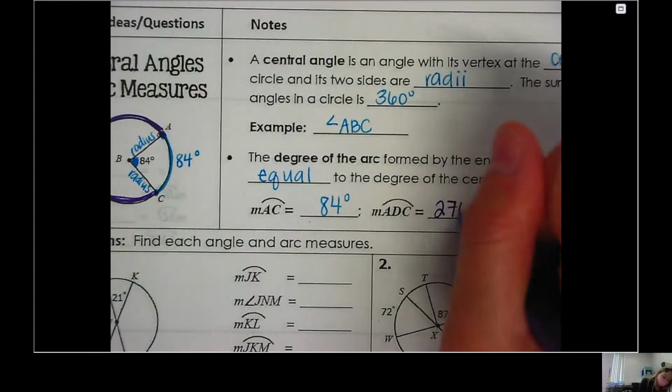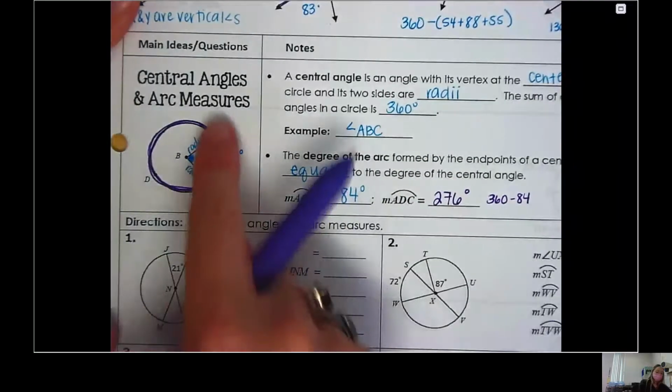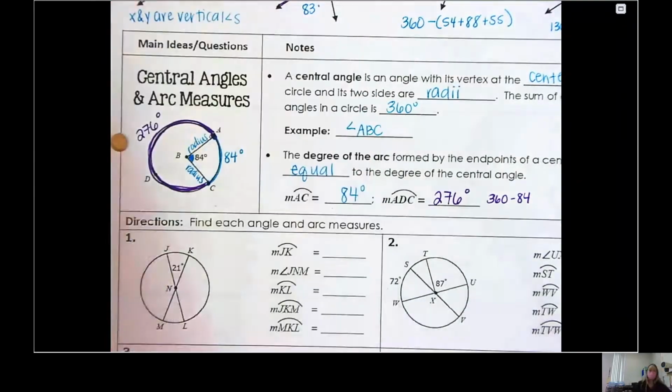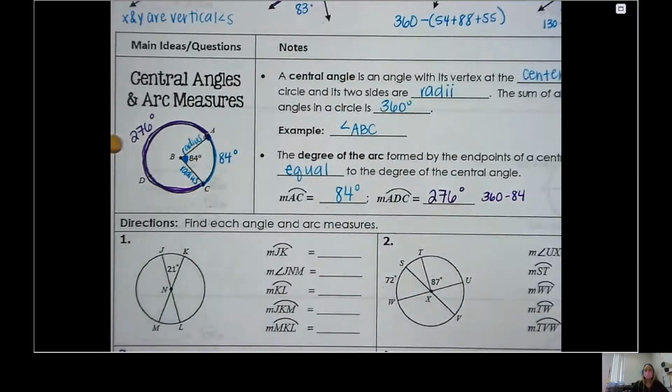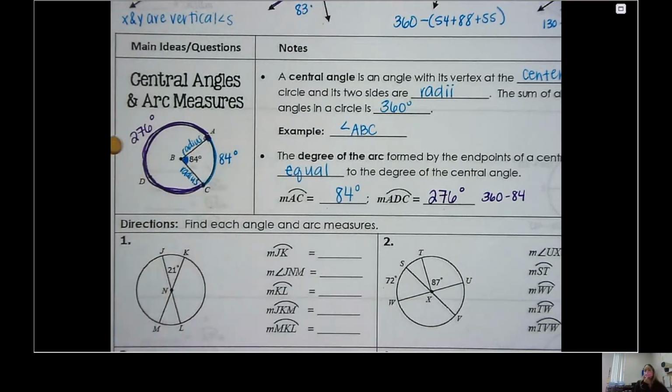Good. So that larger arc on the outside, this purple one, is 276 degrees, right? Because it's an arc measure, which means this angle on the inside here is also 276 degrees.